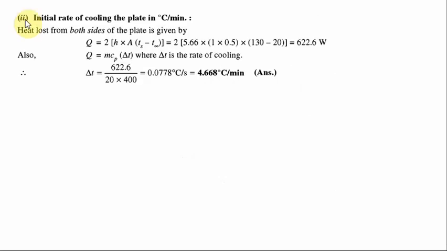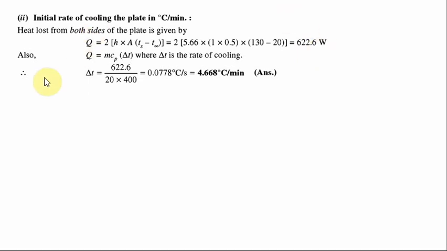The second question was the initial rate of cooling of the plate in degrees Celsius per minute. Rate of cooling means it is delta T per minute. From the available data, we know that heat transfer is occurring from both sides. For a single side, we usually calculate heat transfer by h A delta T. Since it occurs from both sides, we multiply this term by 2. So 2 h A delta T is the total heat transfer occurring in this situation.